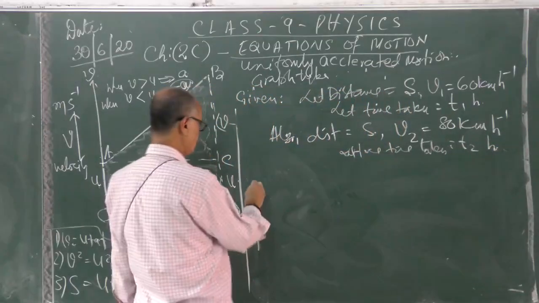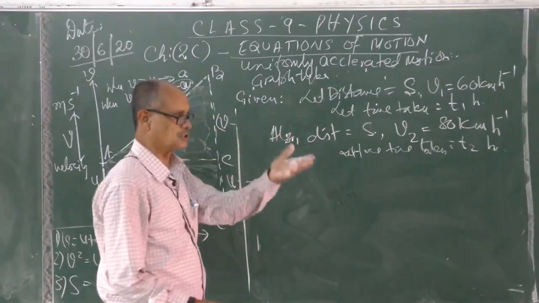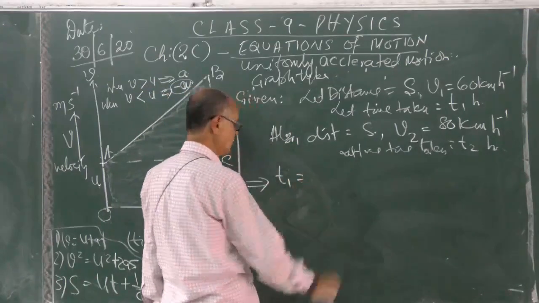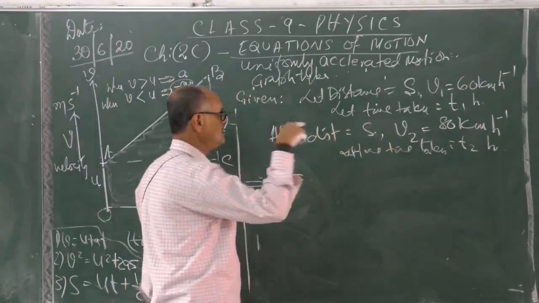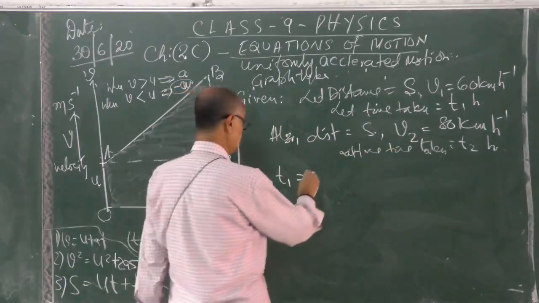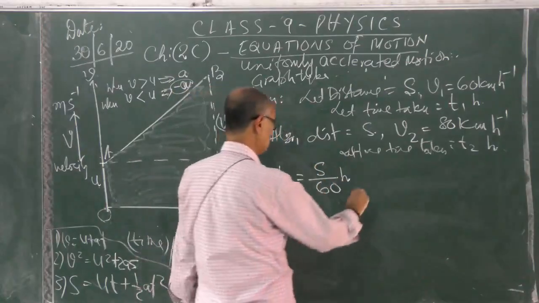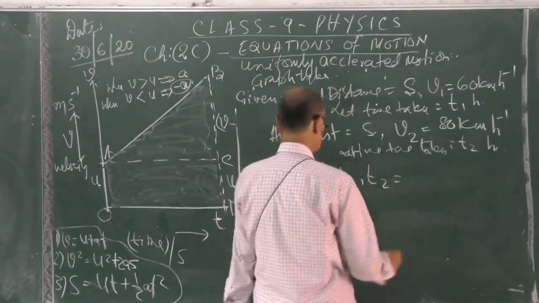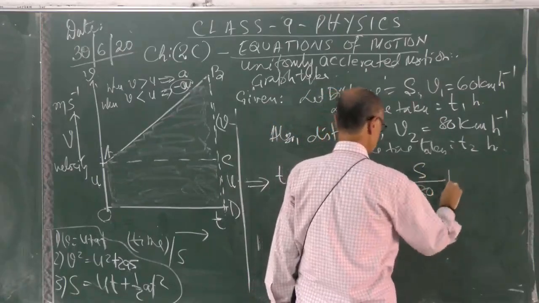Then from this given data, can we get the expression? The expression will be time equal to distance divided by speed. That is t1 equals distance divided by 60 hour. Similarly, t2 will be distance divided by 80 hour.